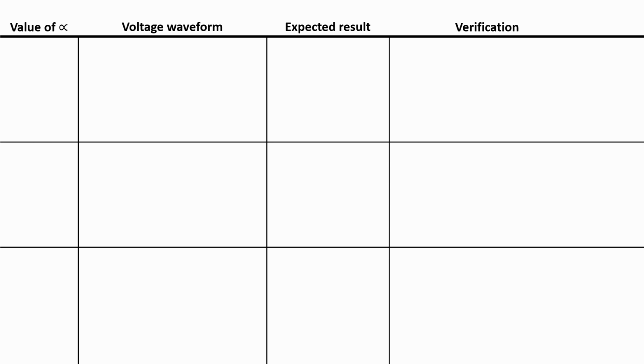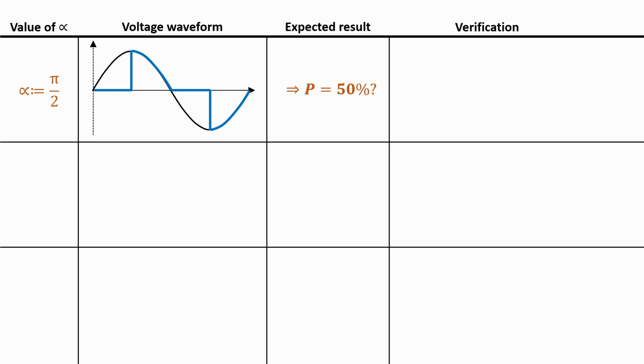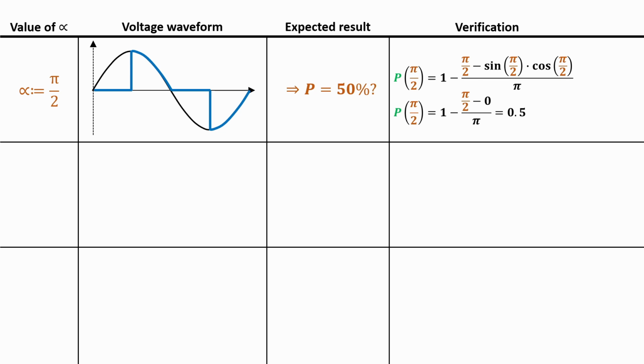A first good test value is pi over 2, because this value would result in the following waveform. As you can see, exactly half of the possible area is covered. So we would also expect an output power of exactly 50%. Inserting pi over 2 into our formula confirms that. Very good, let's go to the next one.